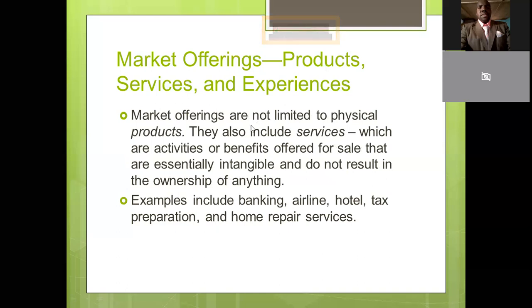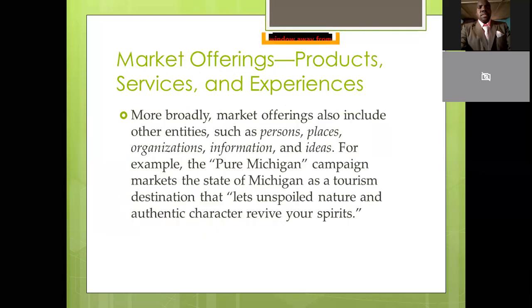Market offerings are not limited to physical products. They also include services. Services now are activities or benefits offered for sale that are essentially intangible, meaning you can't touch it, and do not result in the ownership of anything. Examples include banking, airline, hotel, tax preparation, and home repair services. Any questions so far?